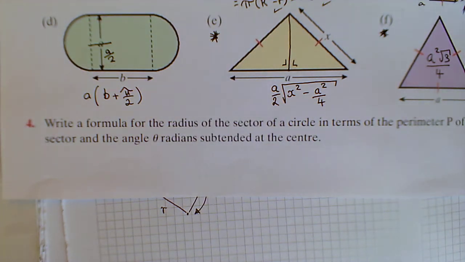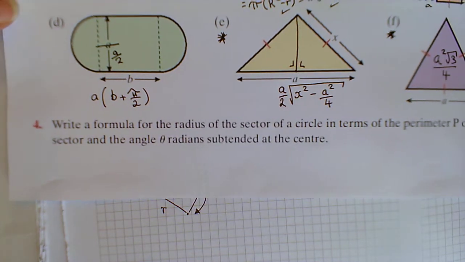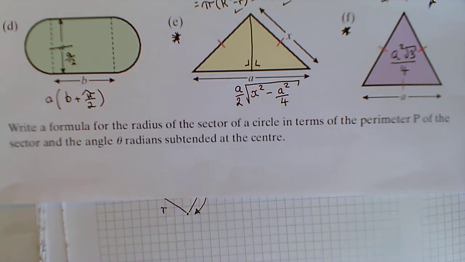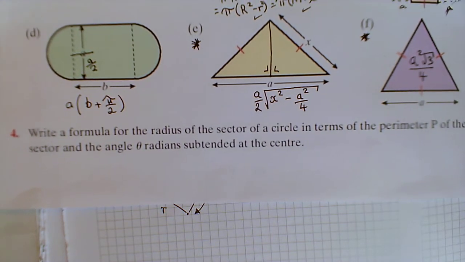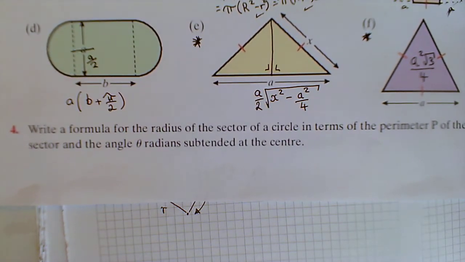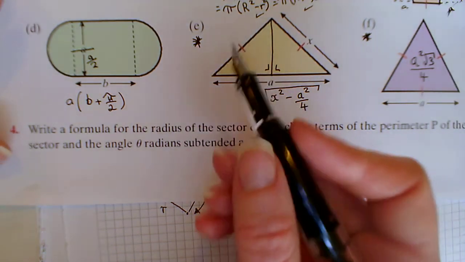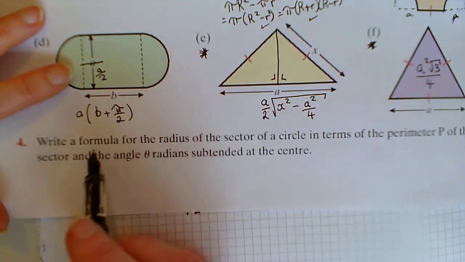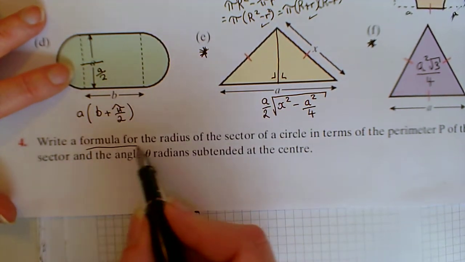But usually even the most difficult questions on the Leaving Cert, they'll draw a diagram for you. As it is, we'll start by drawing a diagram to describe what's happening. So they've asked us to write a formula for the radius of a sector of a circle in terms of the perimeter of the sector and the angle theta radians subtended at the center. Okay, so a whole bunch of words, and what do we understand there? They want a formula for the radius of a sector of a circle.